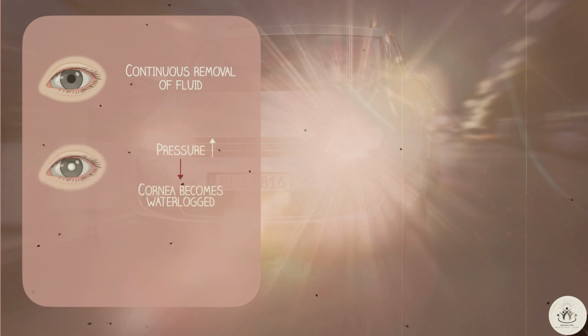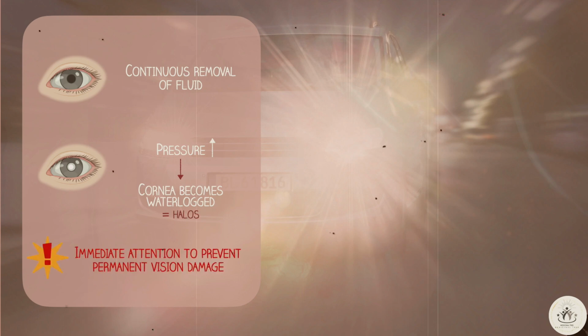Normally, the cornea remains transparent due to the continuous removal of fluid. However, when pressure rises rapidly, the cornea becomes waterlogged, resulting in the perception of halos. Closed-angle glaucoma is considered a medical emergency and requires immediate medical attention to prevent permanent vision damage.